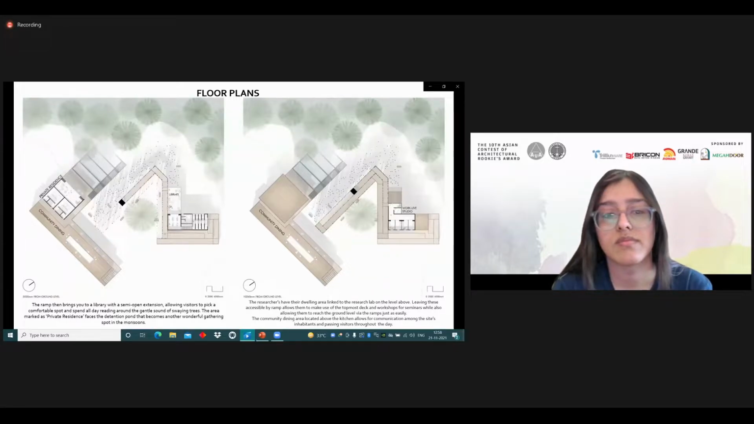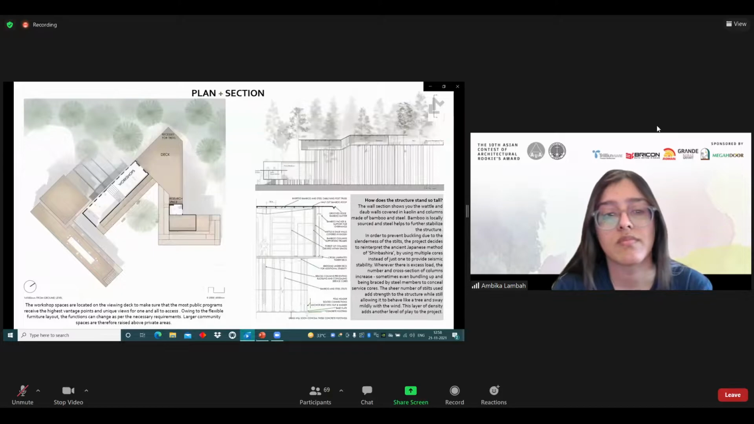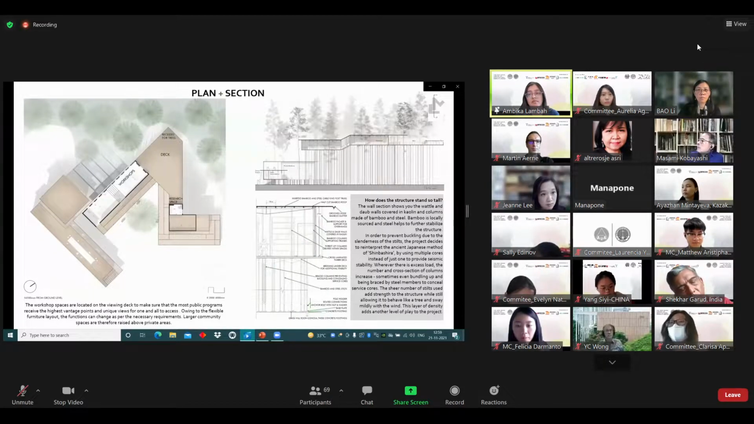The community dining area located above the kitchen allows for communication among the site's inhabitants and passing visitors throughout the day. The last plan shows you the workshop spaces that are located on the viewing deck to make sure that the most public programs receive the highest vantage points and unique views for one and all to access. Owing to the flexible furniture layout, the functions within are interchangeable.